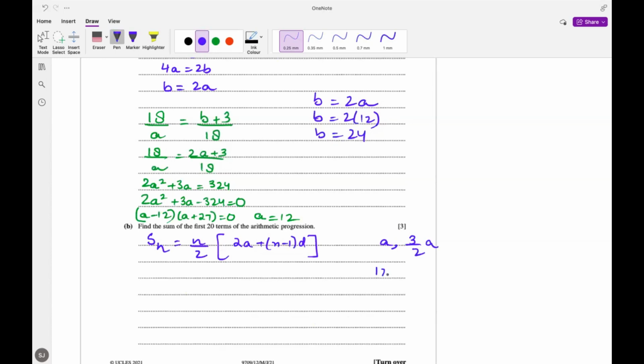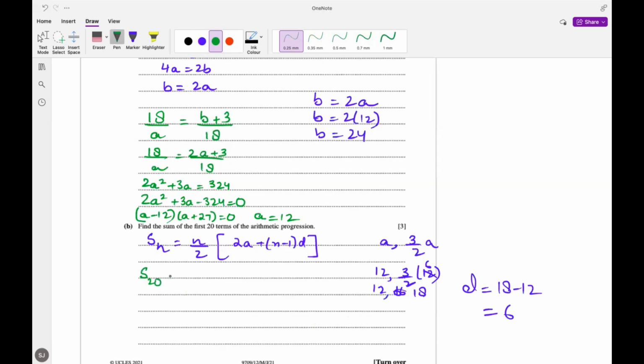As A was 12, we can say that B will be equal to 3 upon 2 times 12, which will be equal to 18. So as the first term is 12 and the second term is 18, the common difference will be 18 minus 12, which will be equal to 6. Now we can substitute this in the formula to find the sum of the first 20 terms.